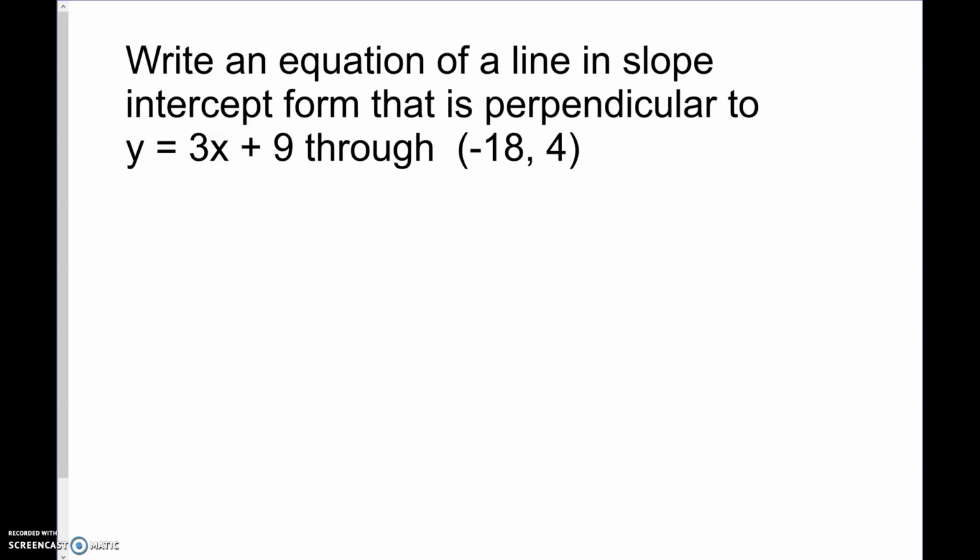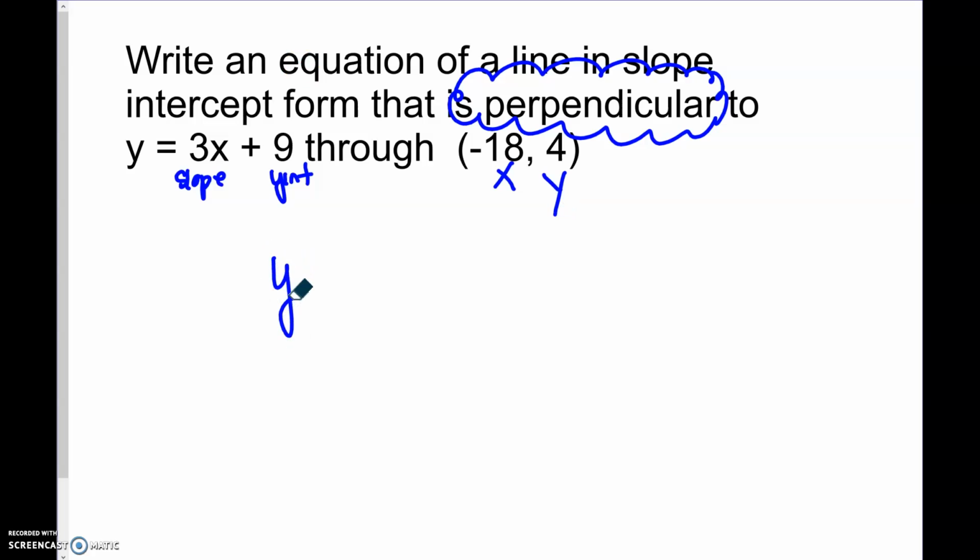All right, our last problem here for the review is write an equation of a line in slope-intercept form that is perpendicular. So make sure you're reading to do perpendicular. Remember, this is your slope. This is a y-intercept. This is an x value, and that's a y value. So we're going to use the point to start off in point slope. So y. What number do we put in next? Because this says 4, we're going to write -4. I'm going to leave my slope open, and it's y. Because this is -18, I'm going to write a plus 18.